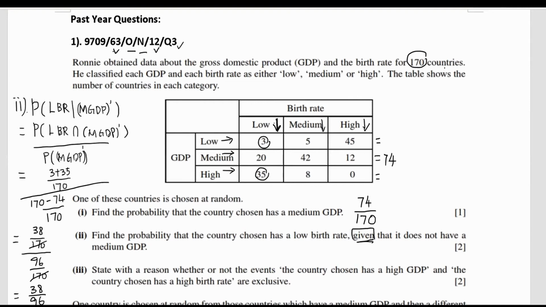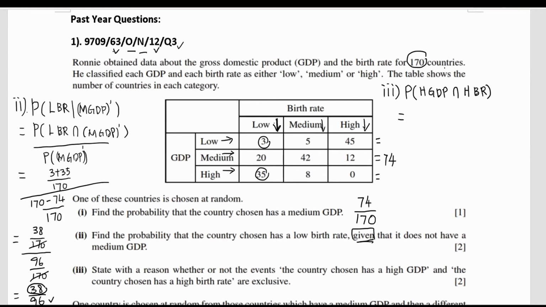If you are able to see the probability, then you can straight away determine the probability of 38 divided by 96 and get to the answer straight away. Part 3. State with a reason whether or not the event, the country chosen has a high GDP and the country chosen has a high birth rate are exclusive. So to answer part 3, we are looking at the country has high GDP, H, and the country chosen has a high birth rate, H.